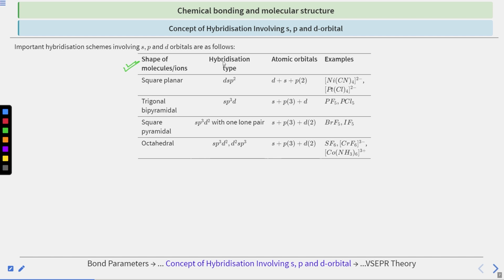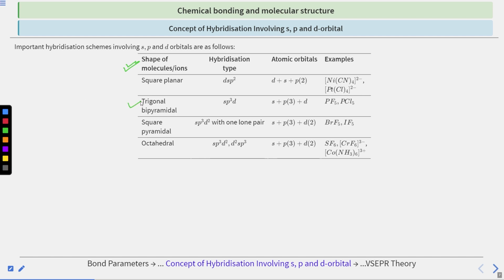For the hybridization type dsp2, the shape of the molecule will be square planar, and the atomic orbitals present will be d plus s plus 2 of p orbitals. The examples of molecules which show dsp2 hybridization are Ni(CN)4 2- and PtCl4 2-.